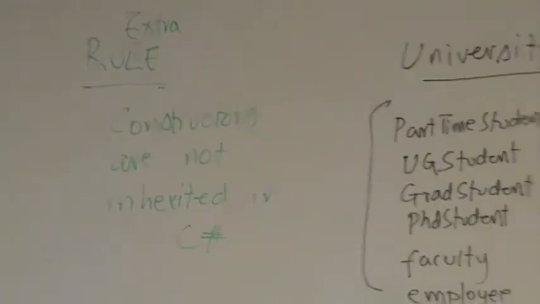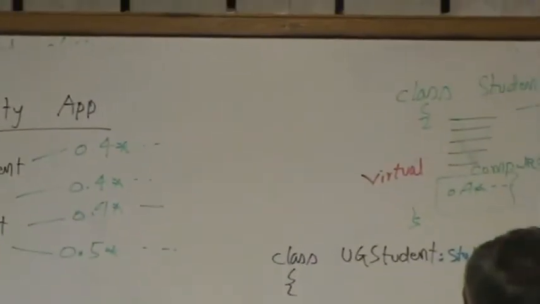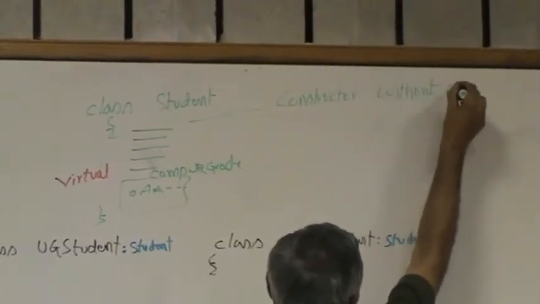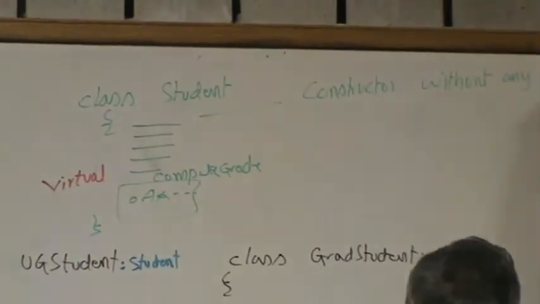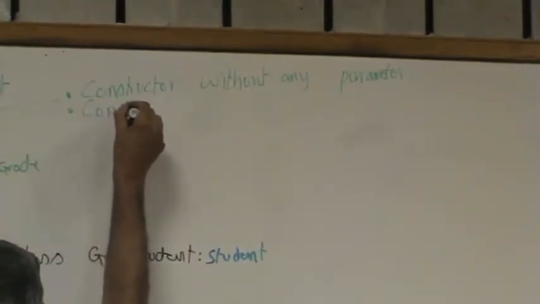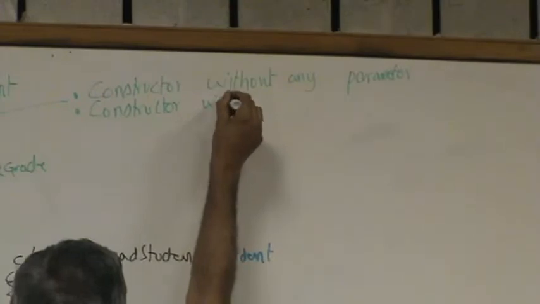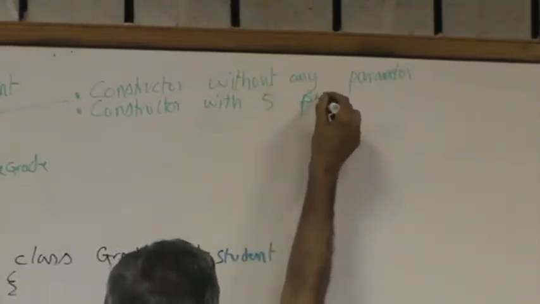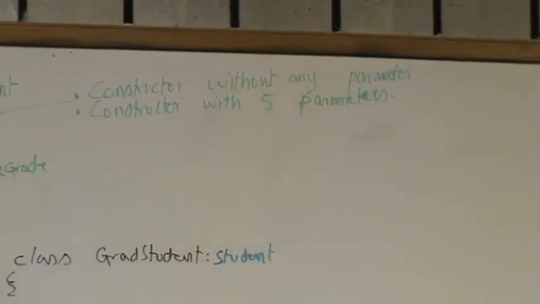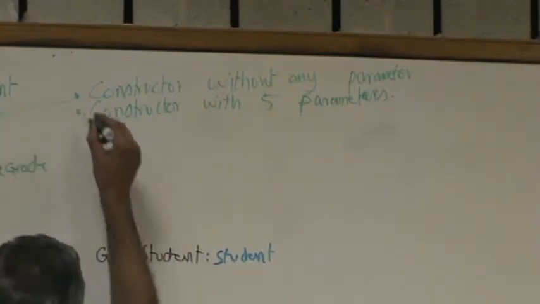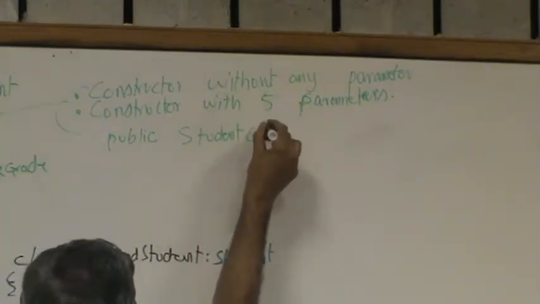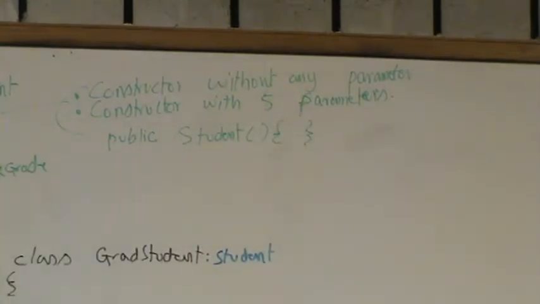Okay. So over here, how many constructors will you write? Right? Constructor without any parameter, and constructor with five parameters. Everybody agrees? Remember, the constructor has the same name as the class name, no return type. So for example, how will the first constructor look like? Public student, begin curly, end curly, no code, right?